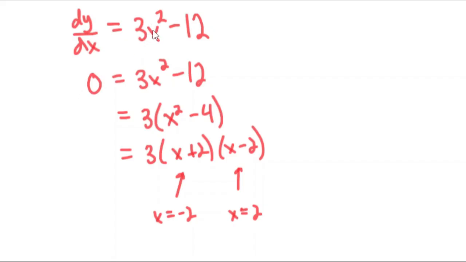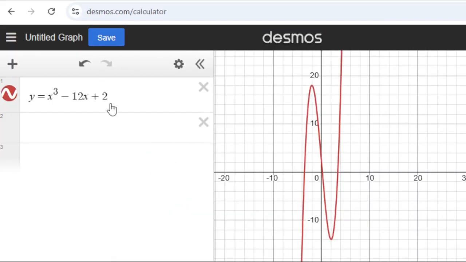Those are the values that will make this equal to 0. In fact, notice if you plug in 2 here, 2 squared is 4, times 3 is 12, minus 12 is 0. Or if you plug in -2, -2 squared is positive 4, times 3 is 12, minus 12 is 0. So the tangent line is horizontal, in other words, has a slope of 0 at x equals -2 and x equals 2. In fact, you can see that in Desmos.